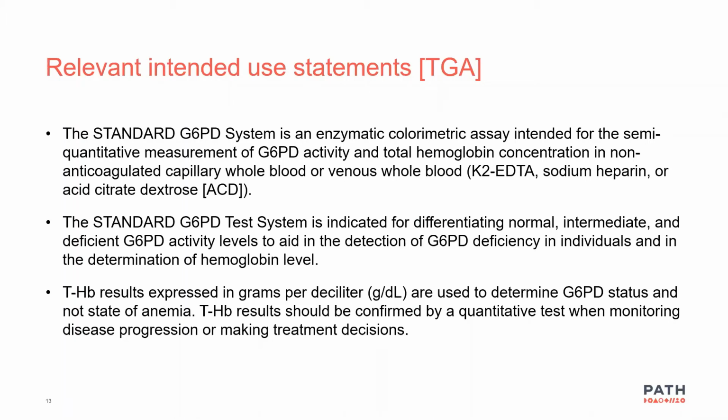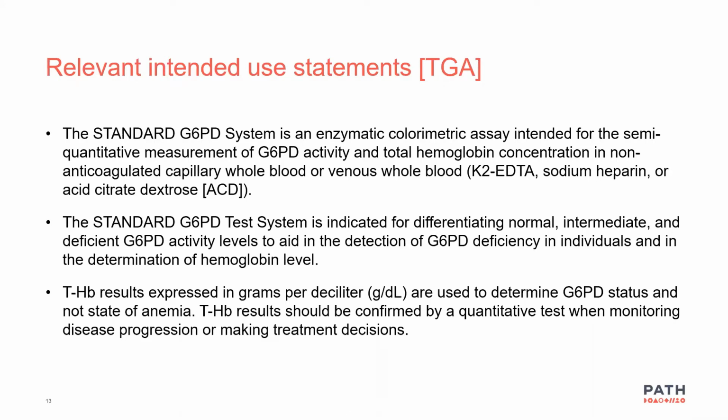These are some of the relevant intended use statements from the most recent SD Biosensor Standard G6PD Test label. This test is intended for the semi-quantitative measurement of both G6PD activity and hemoglobin in capillary and whole venous blood. And the test is able to differentiate between normal, intermediate, and deficient G6PD activity levels. The test also gives a result of total hemoglobin concentration in grams per deciliter.